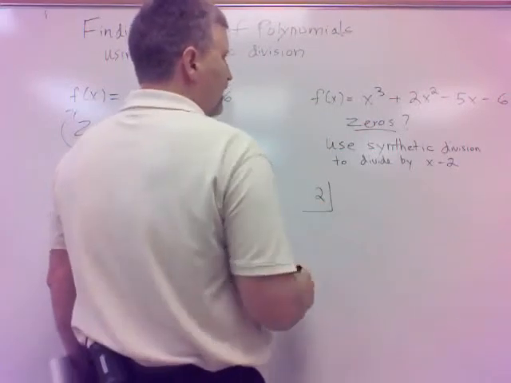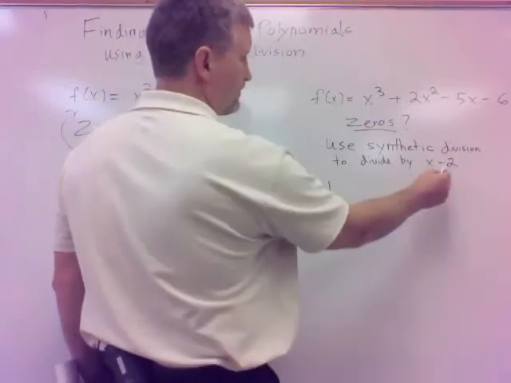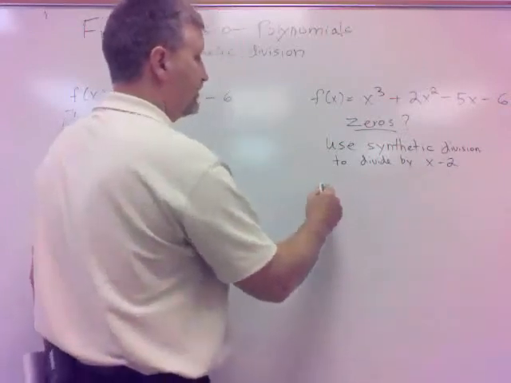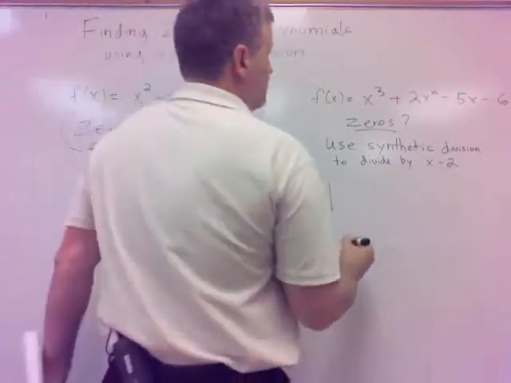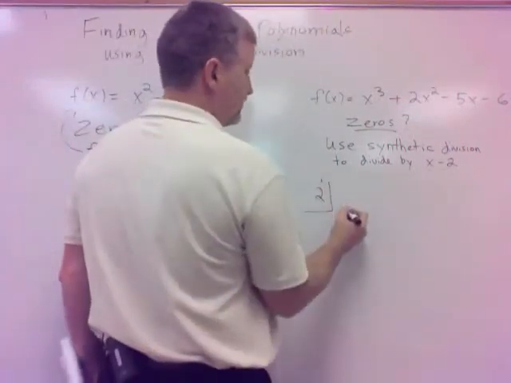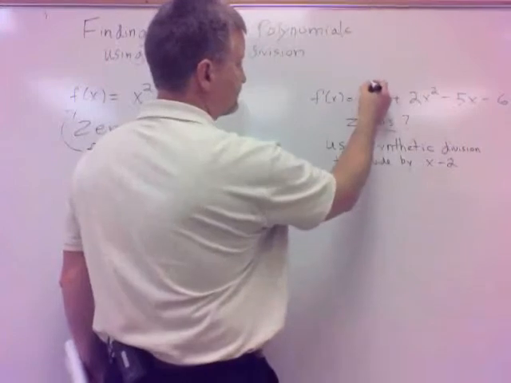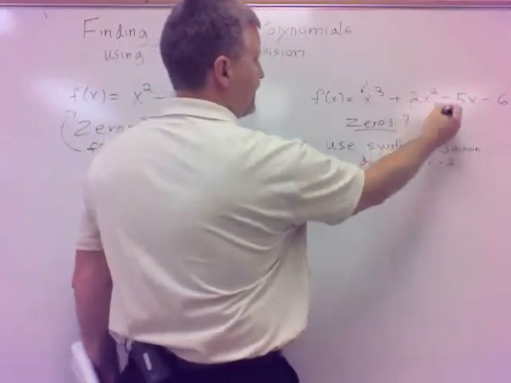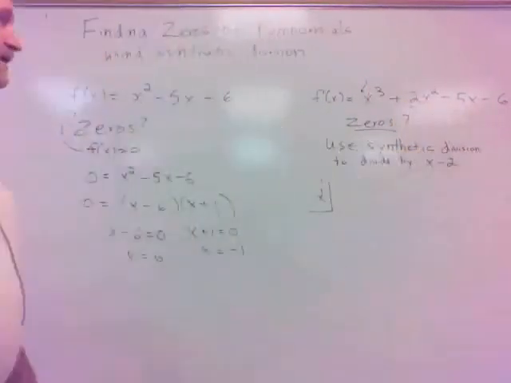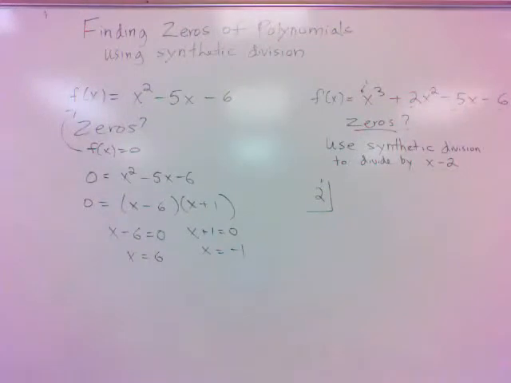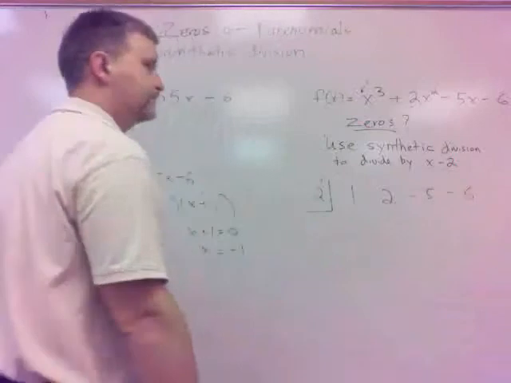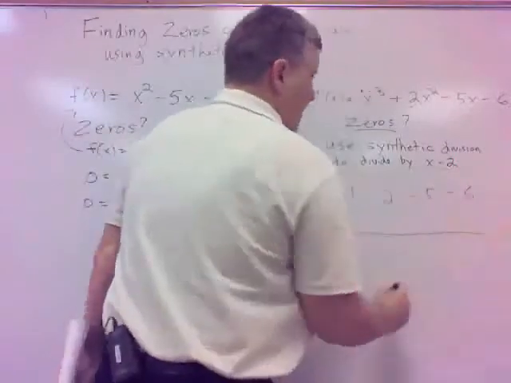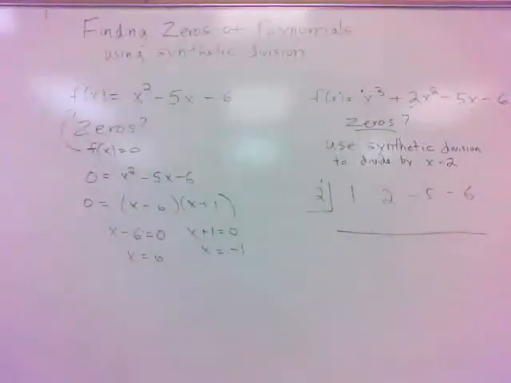If I'm synthetically dividing by x minus 2, that really is going to put a 2 there, right? I'm going to put a 2, do the opposite sign. That's the way that works. And then alongside here, what do I put? I put the coefficients of the f function. That's what I'm dividing. So I'm going to put alongside it 1, 2, minus 5, and minus 6. And we'll talk about a few things that happen here. So if I do that, what do I get?